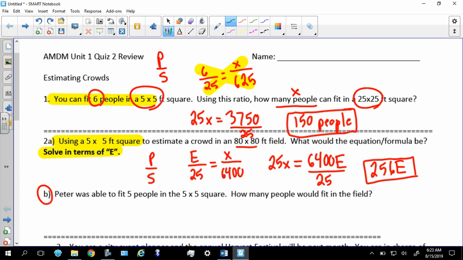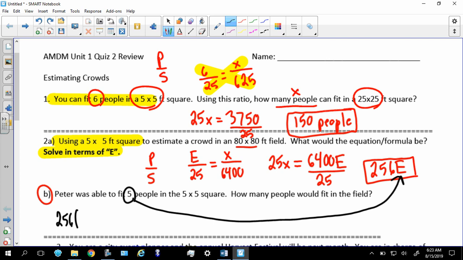Now, there's 2 ways you can figure this out. All right, the easiest way is just take 5 and plug it into E. So if you do that, you get 256 times 5, which gives you 1,280 people. All right, that is probably the easiest way to do it.